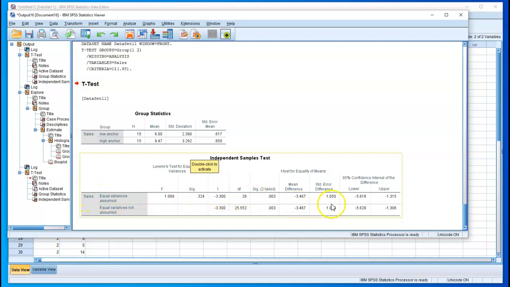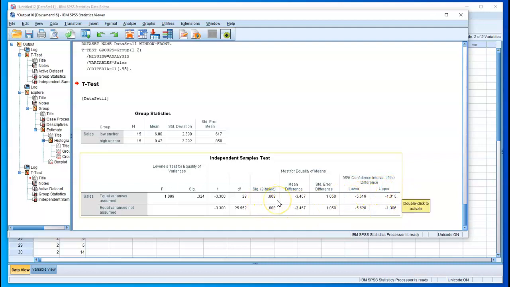So in interpreting our data, we're looking at the first row of the output there. That gives us a t of negative 3.3 with 28 degrees of freedom and a two-tailed p-value of 0.003. Now, remember, SPSS always gives you two-tailed p-values. If you were doing a one-tailed t-test, you would divide that by 2. But in this case, we're doing a two-tailed t-test. Our difference between our means is negative 3.467. And the 95% confidence interval is negative 5.62 and negative 1.31. So I'm 95% sure that the true population mean difference is between these two values.